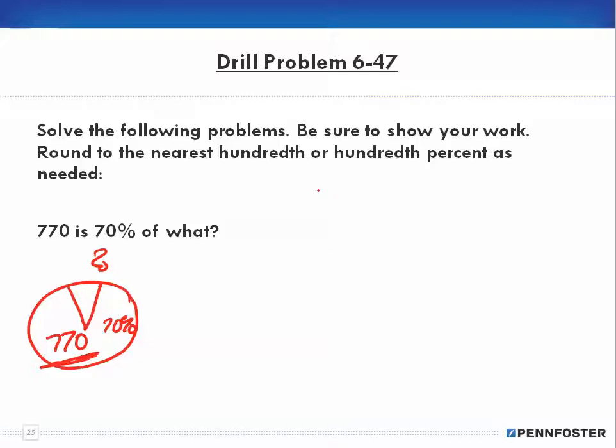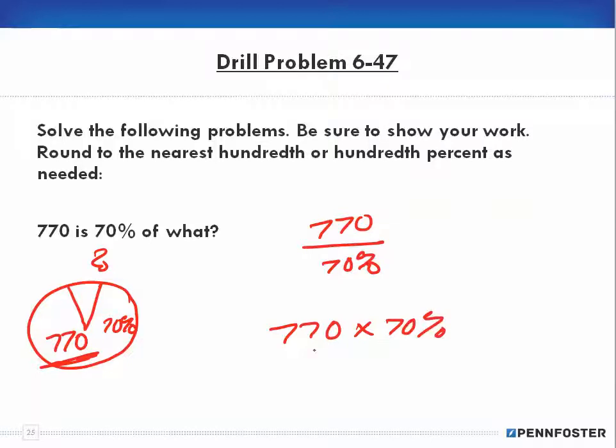Well, how do I do that? If I take 770 and divide by 70%, that's going to give me a number that's greater than 770. Remember, if I take 770 and multiply it by 70%, I'm going to get a number smaller than 770, because I'm taking 70% of the 770, and that's not what I'm doing here. So I end up dividing by 70%.